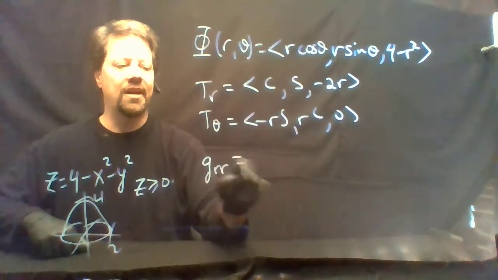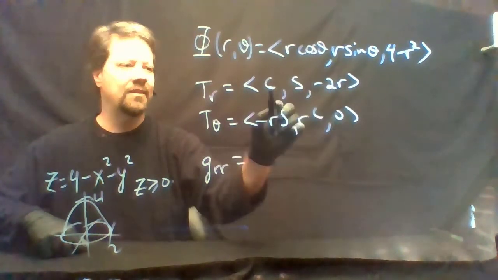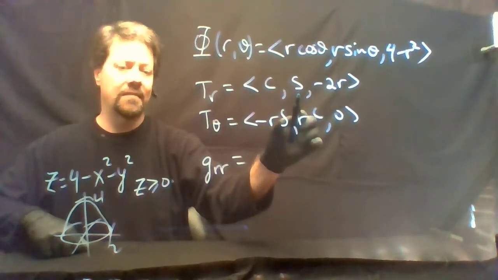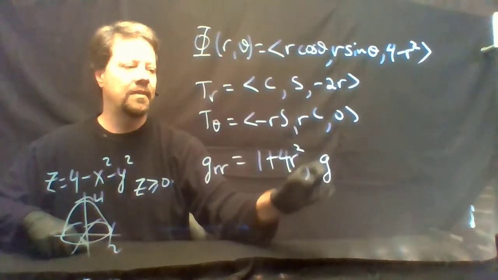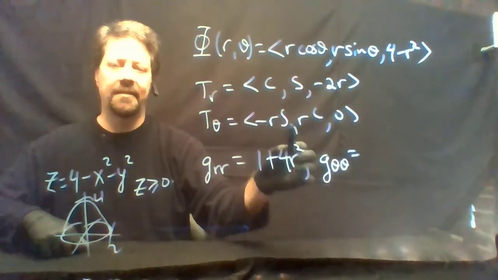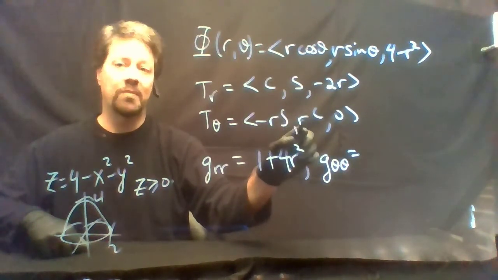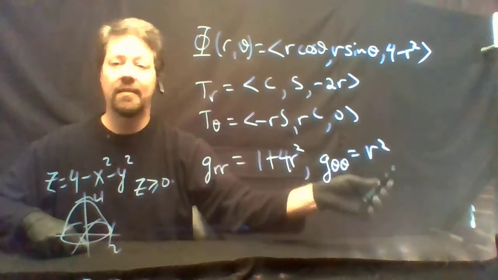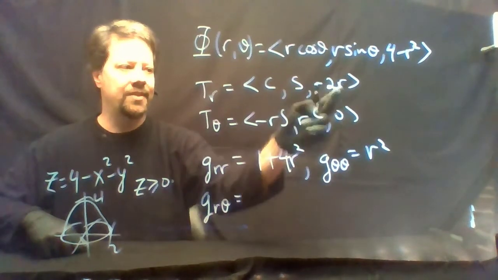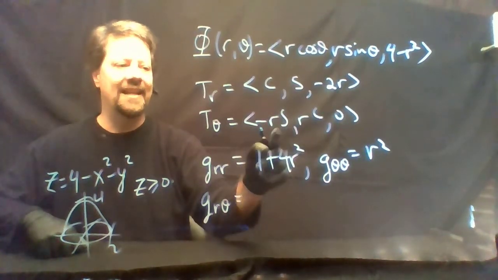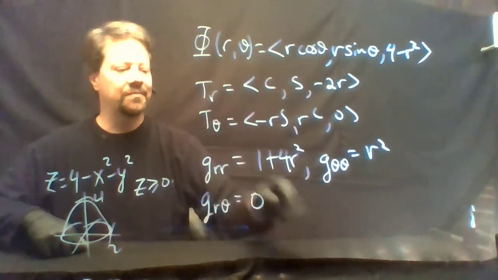Now let's calculate GRR, which is the dot product of TR with itself. We'll get cosine squared plus sine squared, that's 1, plus 4r squared. G theta theta will be r squared sine squared plus r squared cosine squared. That's r squared. And G r theta will be the dot product of these two. The last coordinate goes away. We'll get negative r sine cosine and positive r cosine sine, and that's 0.